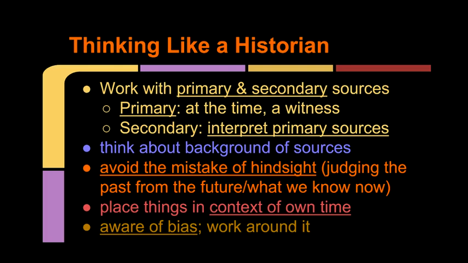Now, with sources, we have to be really, really careful. We have to think about their backgrounds, and about what's going on in their lives that might have influenced their particular writing. We also have to be careful of something called hindsight. For example, we can look at a source and be incredibly judgy about it because we're like, wow, that was really dumb. Why didn't they see that coming? That's called hindsight. That particular mistake is judging the past from our perspective in the future, of what we know now. The competent historian, to the greatest degree possible, is going to try to place things in the context of their own time. That means being aware of their own biases, being aware of the biases of others, and then trying to either acknowledge or work around those.